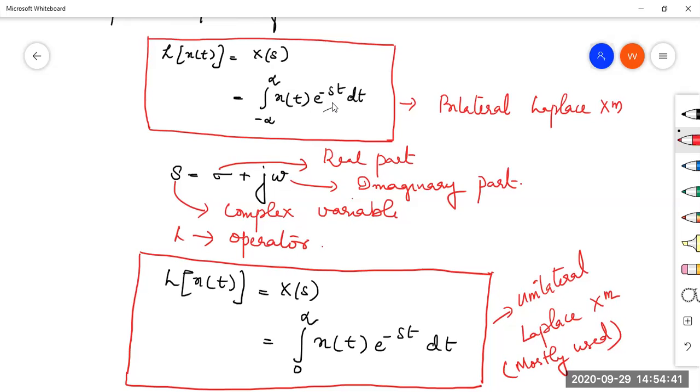And what is this s? s is a complex variable and it is having a real part and imaginary part. It can be represented as sigma plus j omega.